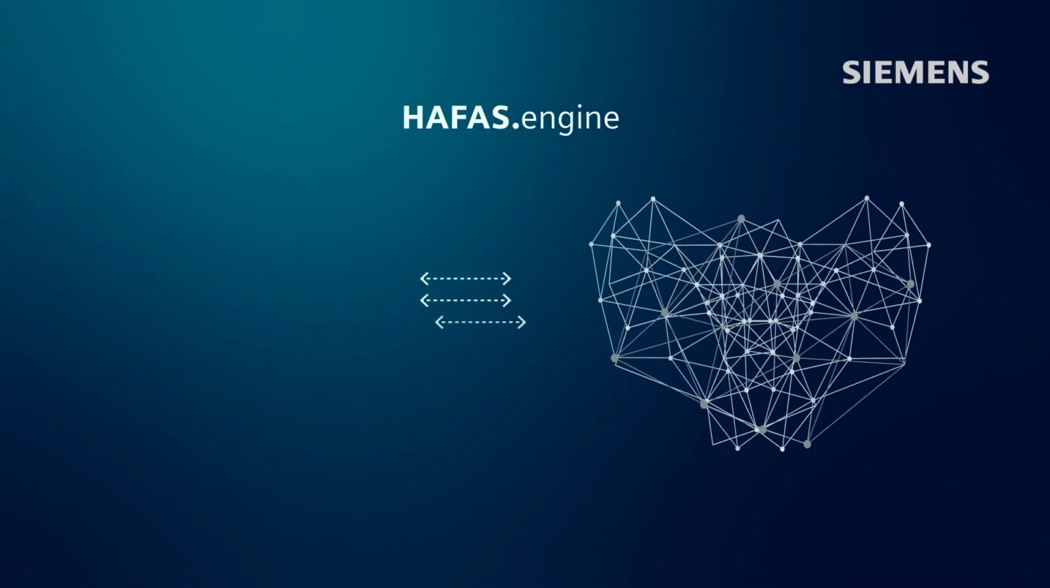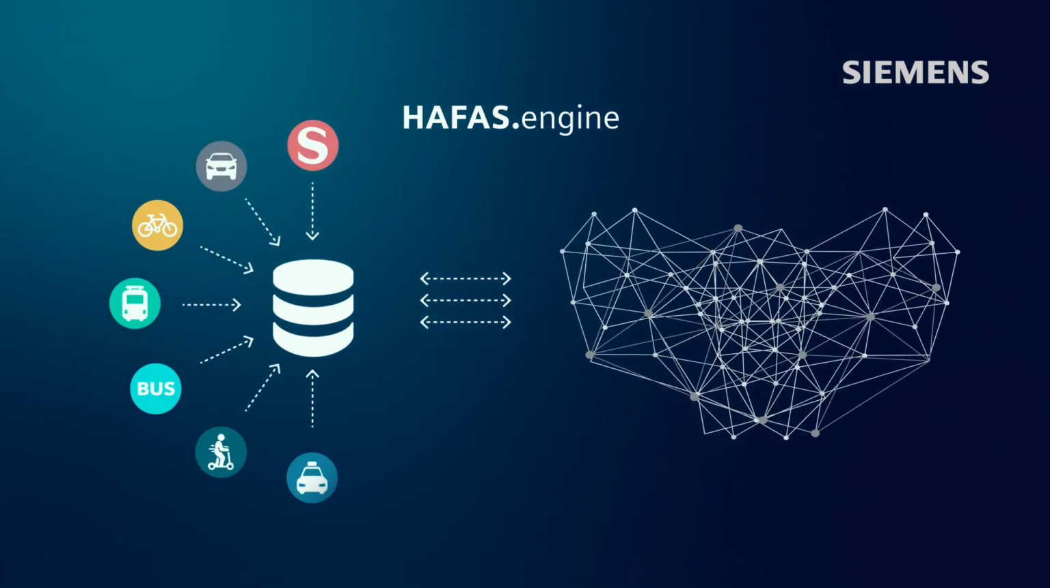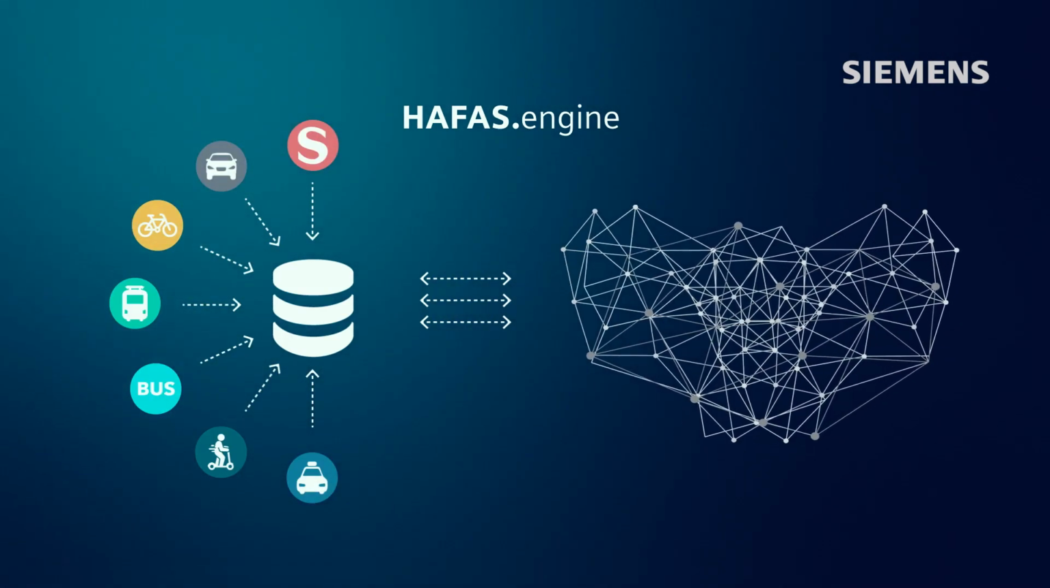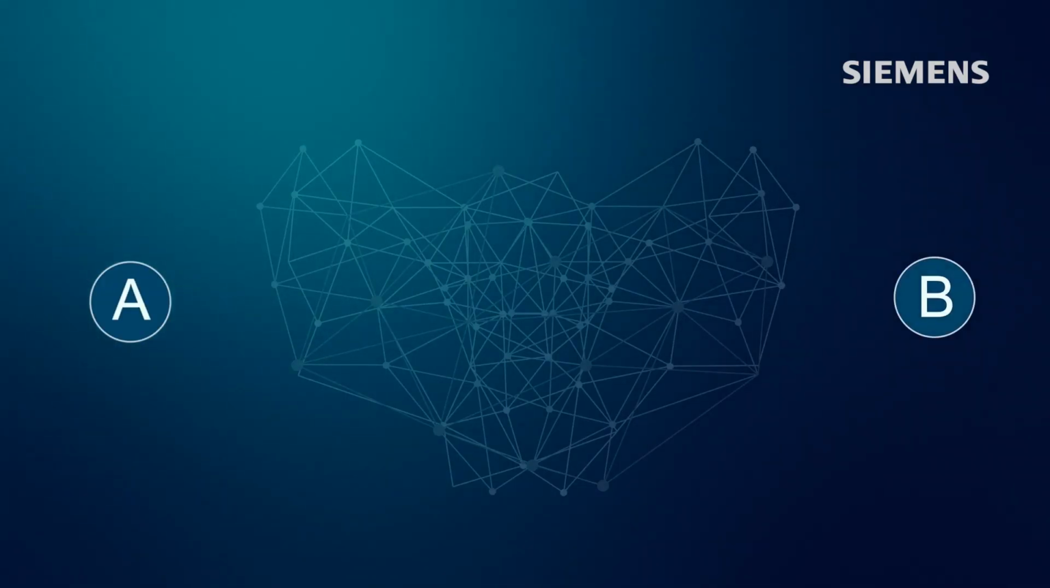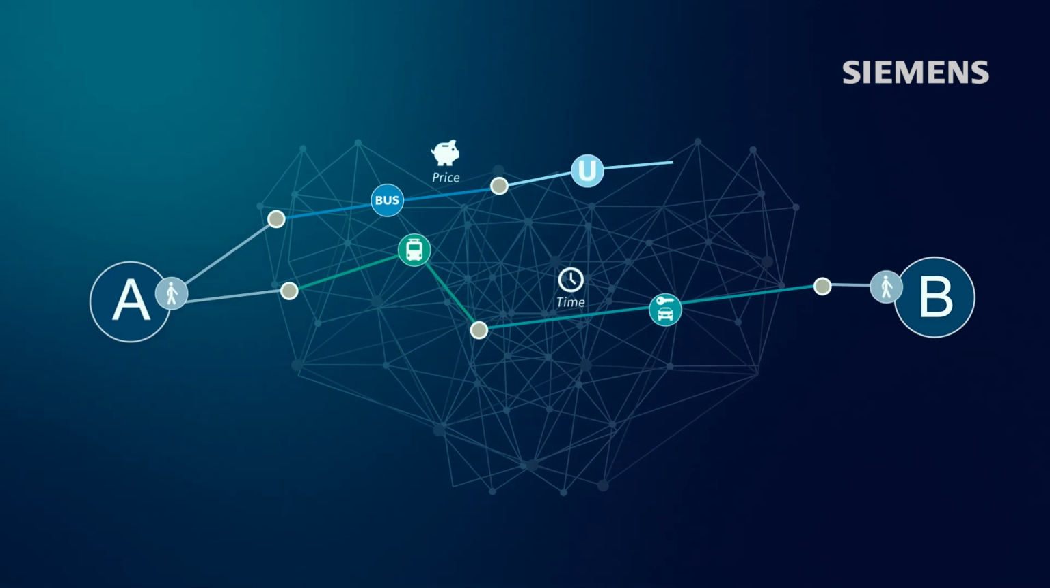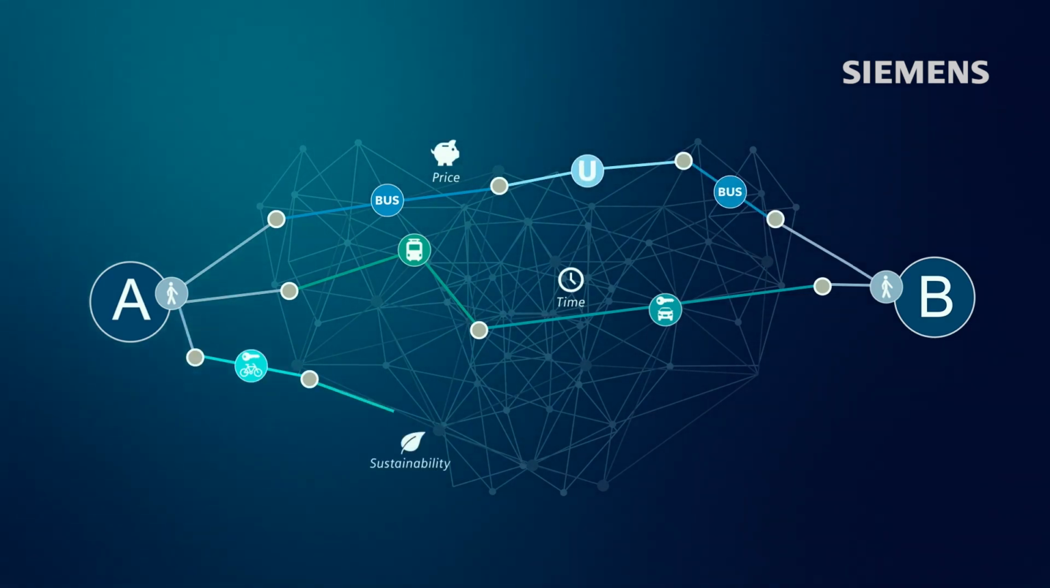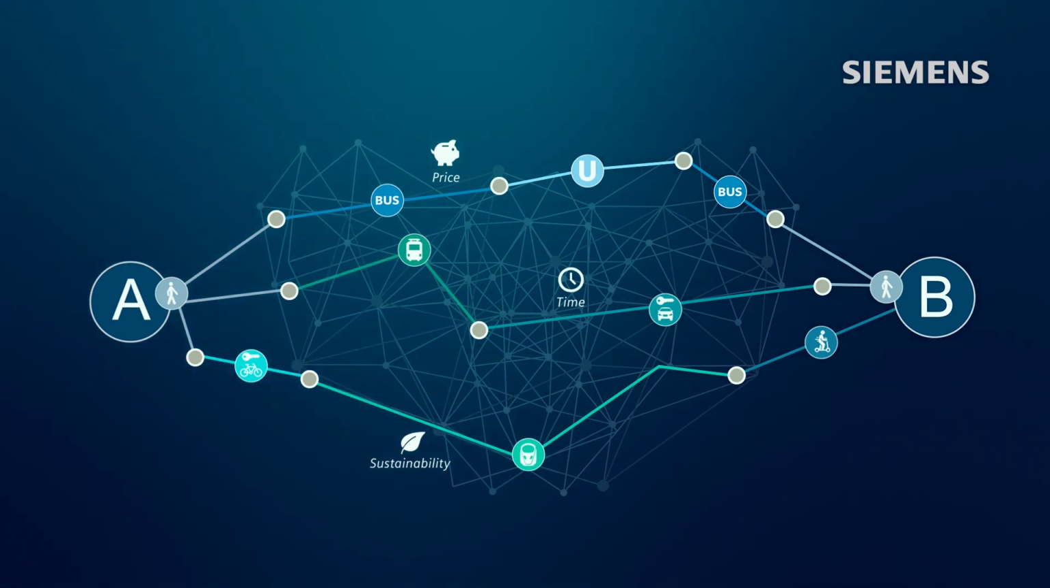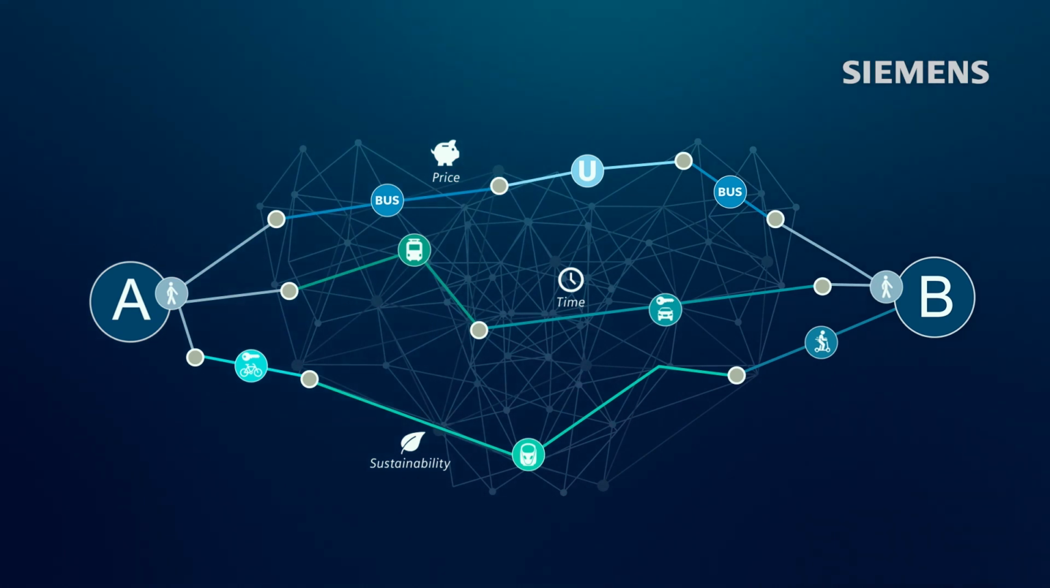MaaS engine converts the plan and real-time information of various modes and providers into one uniform database. Whilst the mobility landscape becomes more and more complex, MaaS engine ensures a fast calculation of the ideal connection for every traveler. The results can depend on the individual preferences of the traveler. For example, travelers might aim for the fastest, the cheapest, or the most sustainable route. Across all customer apps, the MaaS engine algorithm answers up to 100 million user requests per day.